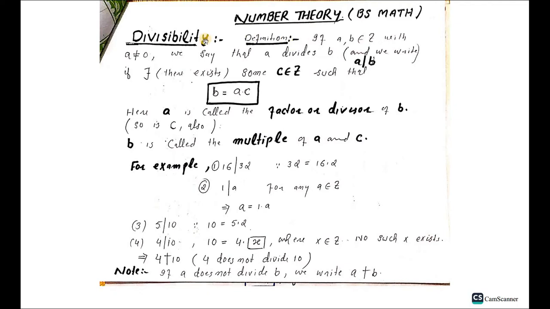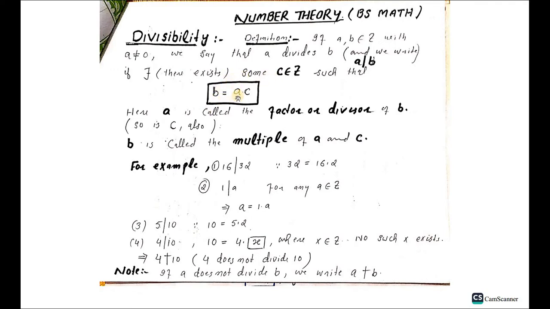Divisibility, if a and b are two integers with a not equal to 0, we say that a divides b and we write a divides b, if there exists some integer c such that b is equal to ac. This a will divide b, and we will write it as a divides b if there exists another integer c such that b is equal to ac. This b is equal to ac means this a will divide b.